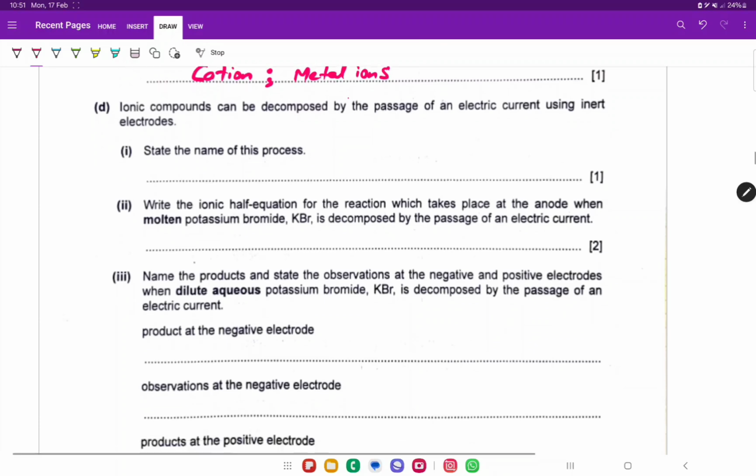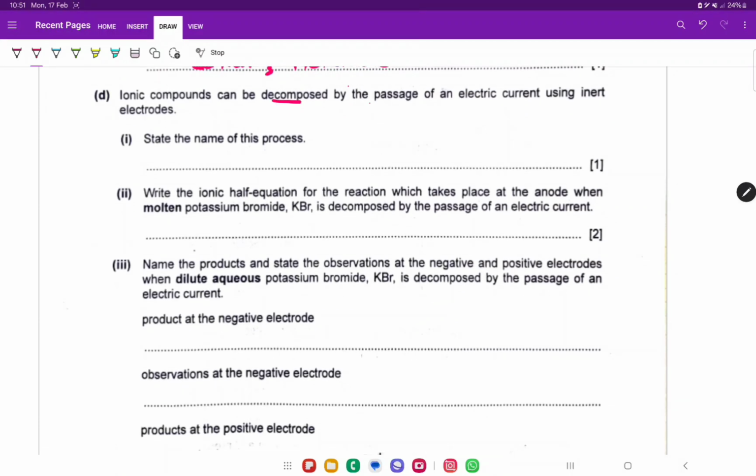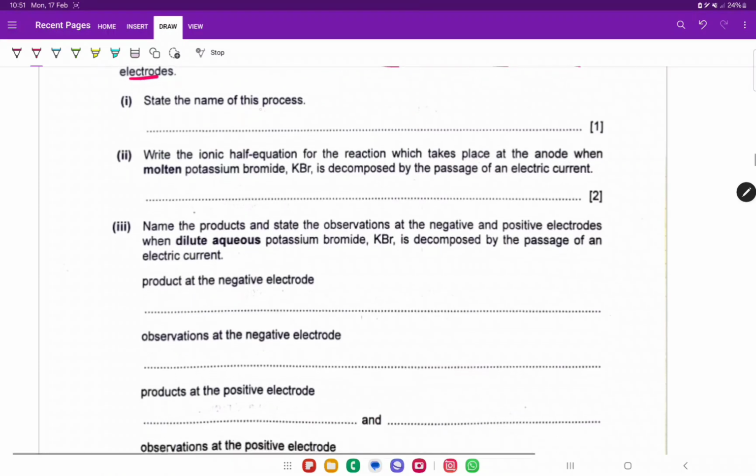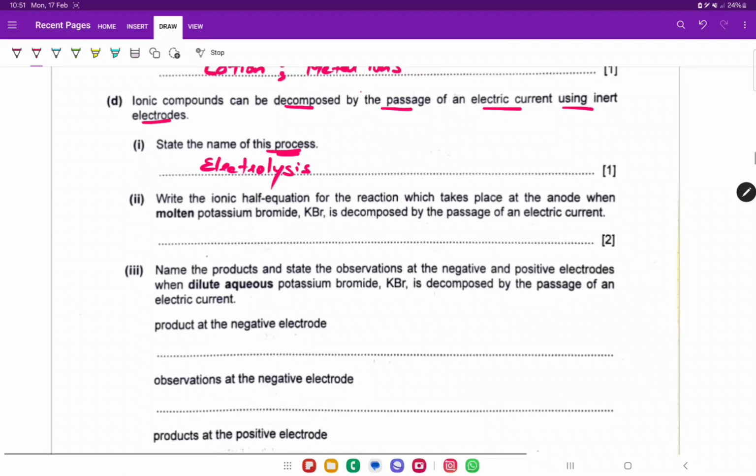Okay. D part is, the ionic compound can be decomposed by the passage of electric current using inert electrodes. State the name of this process. The process is called electrolysis. Electro means electric current and lysis means breaking. So whenever an ionic compound is decomposed by the passage of current, we call it electrolysis.